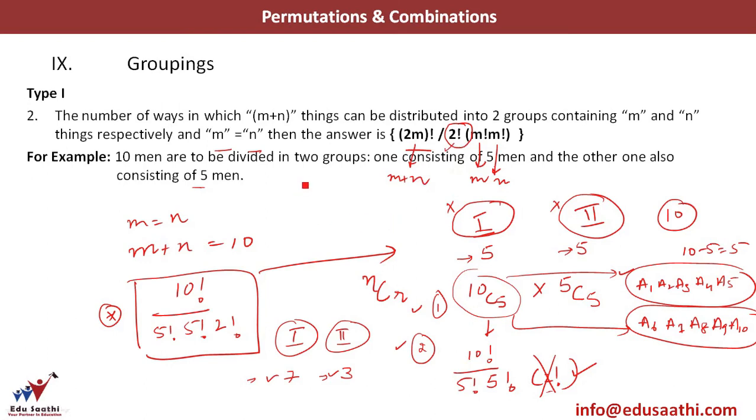If we had 3 groups, let's say I had 15 people and I had to divide them into 3 groups of 5, 5 and 5, what would my answer have been? It would have been 15 factorial divided by 5 factorial divided by 5 factorial divided by 5 factorial divided by 3 factorial. Okay, 3 here because I have 3 same groups. So remember this very carefully.